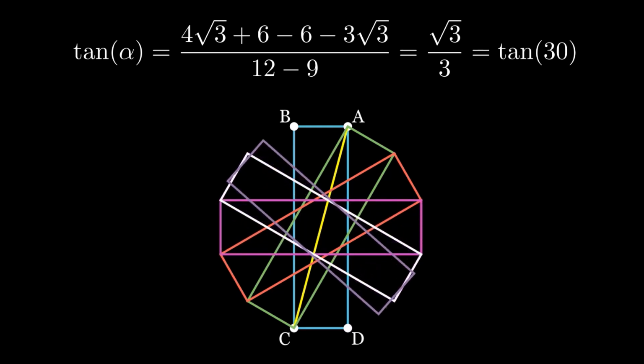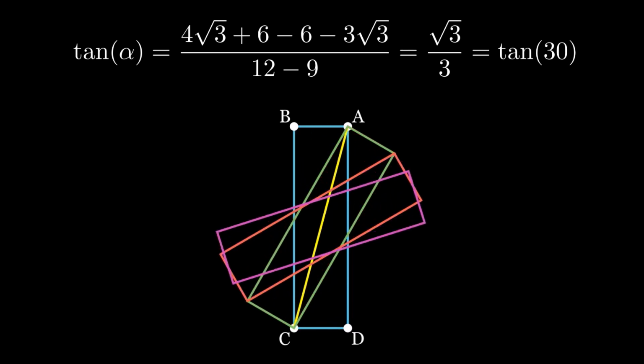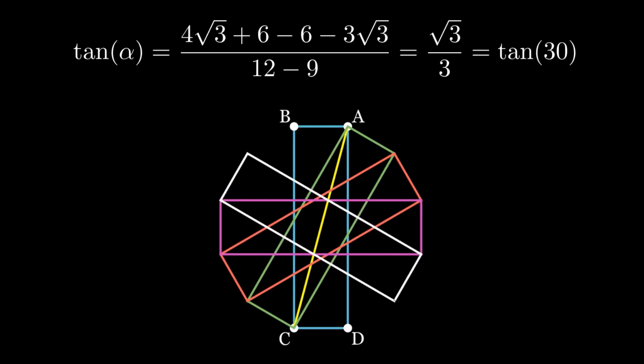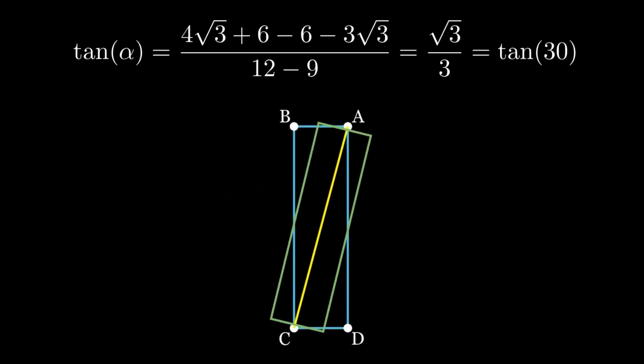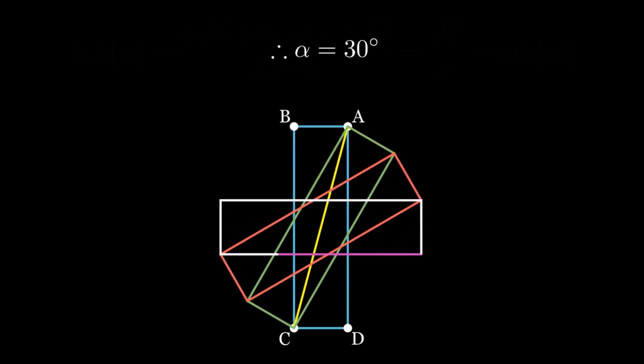Tan of alpha equals the quantity (4 times the square root of 3, plus 6 minus 3 times the square root of 3), all over 12 minus 9. This simplifies to the square root of 3 over 3, which equals tan of 30 degrees. Thus, the rotation angle alpha is 30 degrees.